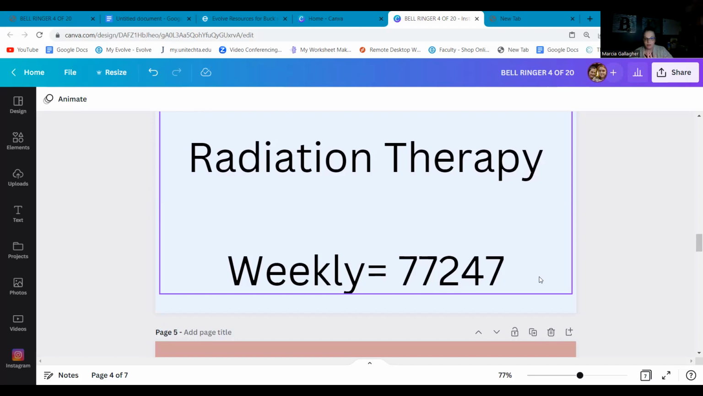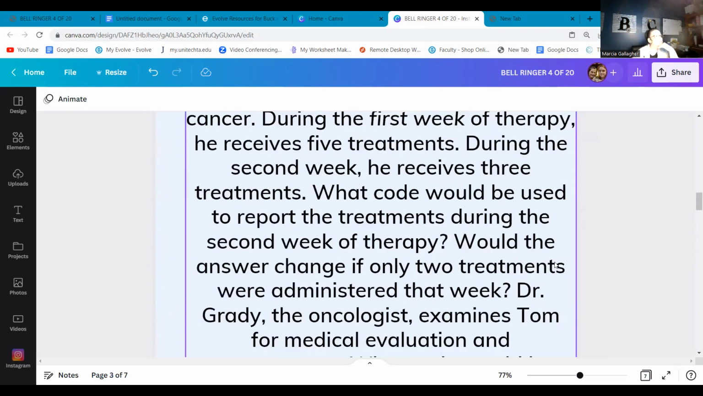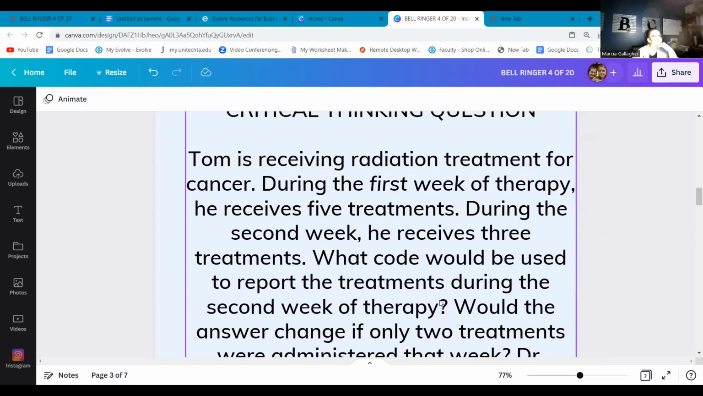Now, we're not stopping there, right? Because we always code 2 ways. So on page 563 of your CPT is where you're going to find code 77427. And let's read what it says. It says, radiation treatment management, 5 treatments. Now, if we go back up and we look, we're looking for the code for the second week of therapy, which means he had 3 treatments. So we're looking for the code for 3 treatments.